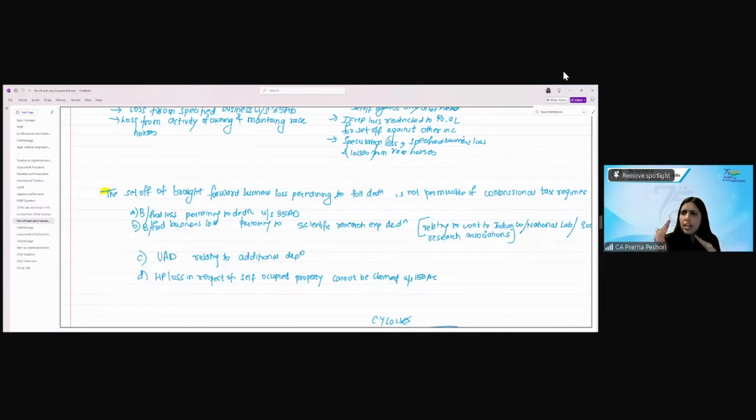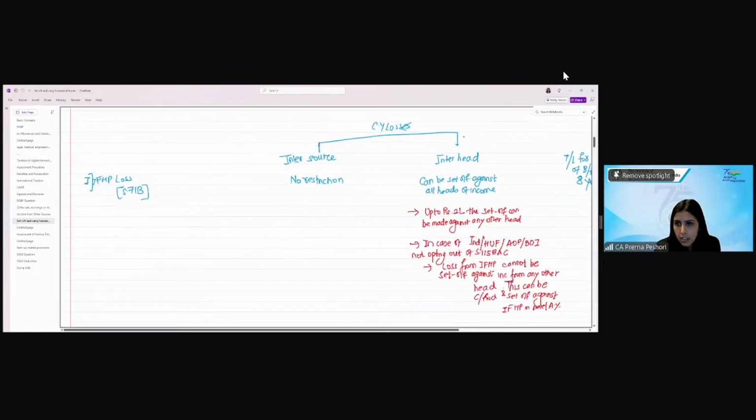Section 71B. Interhead, you can set off self-occupied against rental. You can do it. If it is not available, you go interhead. It can be set off against all the other heads of income, but there's a restriction of 2 lakh rupees. In case you opt for 115BAC as an individual, HUF, AOP, BOI, and you have a loss from self-occupied property, this cannot be set off against income from any other head. Are we clear? You can carry it forward and set off against the IFHP income in the next year, but you cannot set off against any other head of income.